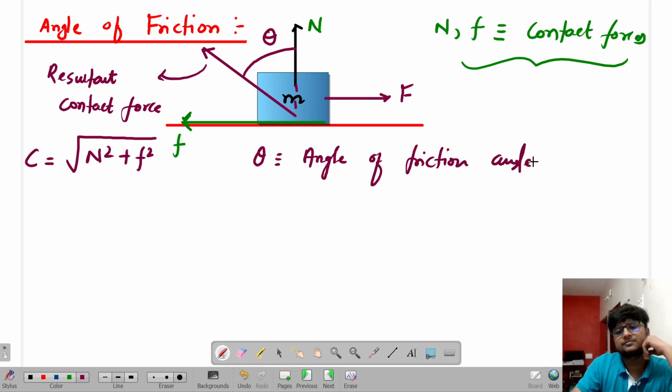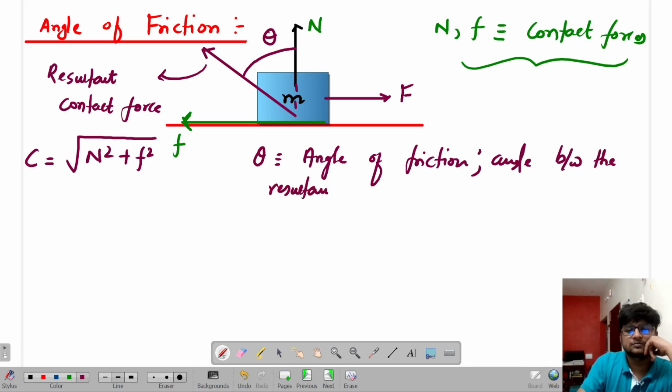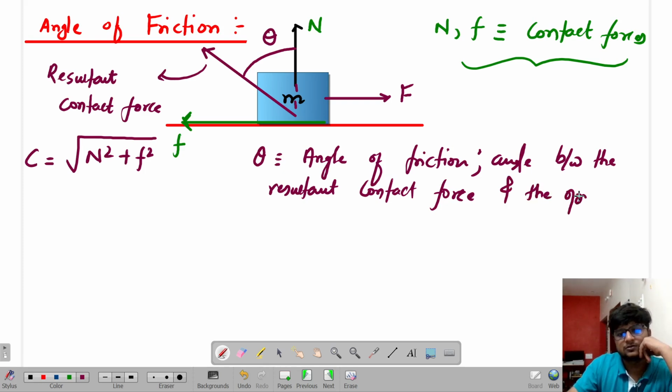Angle between the resultant contact force and the normal vector.